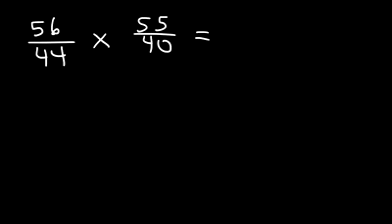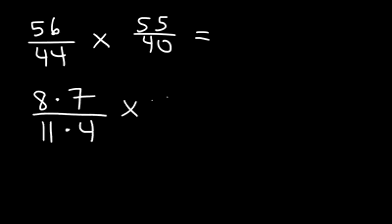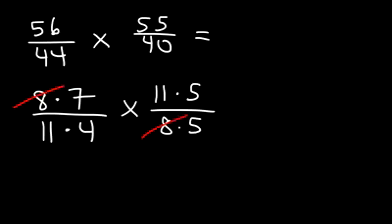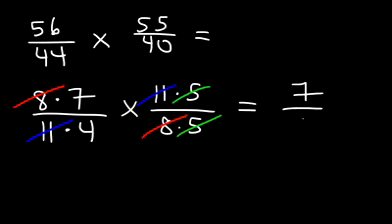So let's not multiply 56 by 55. Let's avoid that. 56, we can write that as 8 times 7. 44 is 11 times 4. And 55 is 11 times 5. 40 is 8 times 5. So we can cancel an 8, we can cancel an 11, and we can cancel a 5. So the final answer is 7 over 4, and that's it.